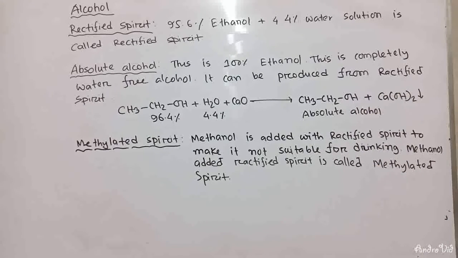Now methylated spirit. Methylated spirit is basically methanol added rectified spirit. This is one kind of rectified spirit, but in that case methanol is added to the rectified spirit. Basically methanol is added in that solution to make it not suitable for drinking. Methanol added rectified spirit is basically called methylated spirit.